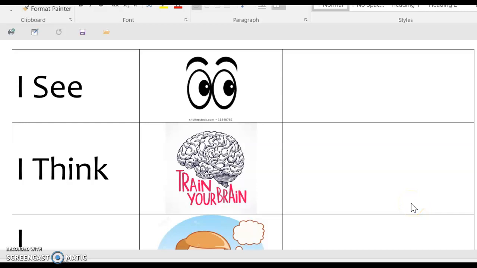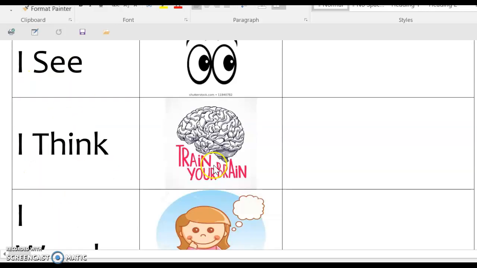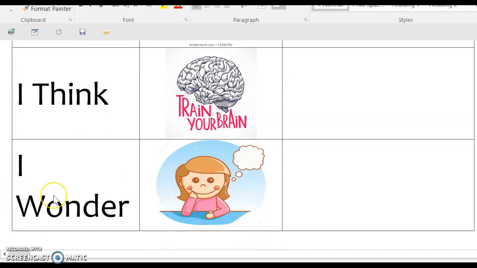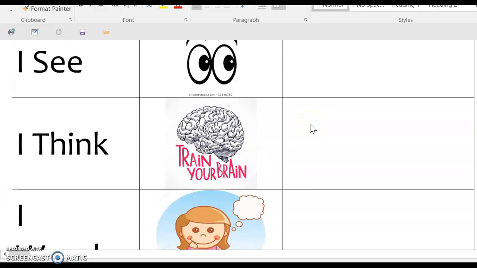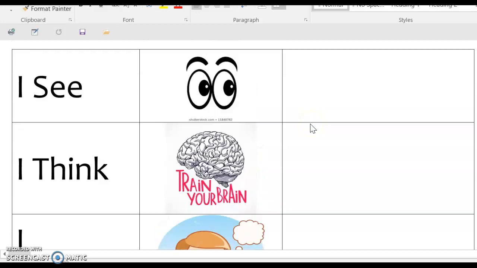This strategy is called a visible thinking strategy. It's made up of 3 components: I see, I think, and I wonder. And what it does, it trains our children to just go a little bit deeper with their thinking and understanding. The I see is your surface understanding. It is literally, what do you see with your eyes?